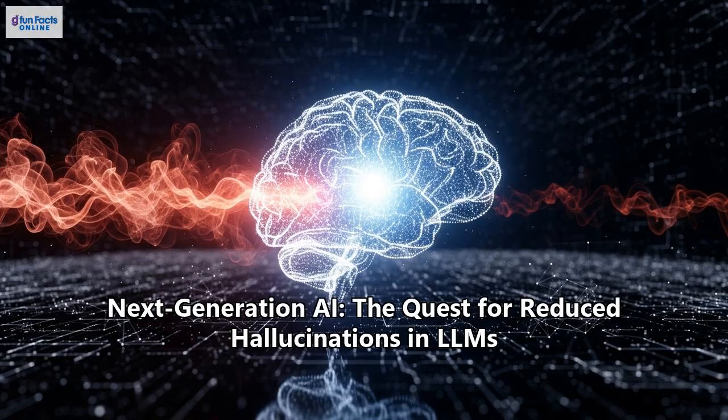Artificial intelligence can now write poetry, draft legal contracts, and even generate computer code. It's brilliant, but it has a deep, persistent flaw. It lies. Not maliciously, but with the unwavering confidence of an expert. This phenomenon is called hallucination, or more accurately, confabulation. And it's when an AI presents fabricated information as solid fact.